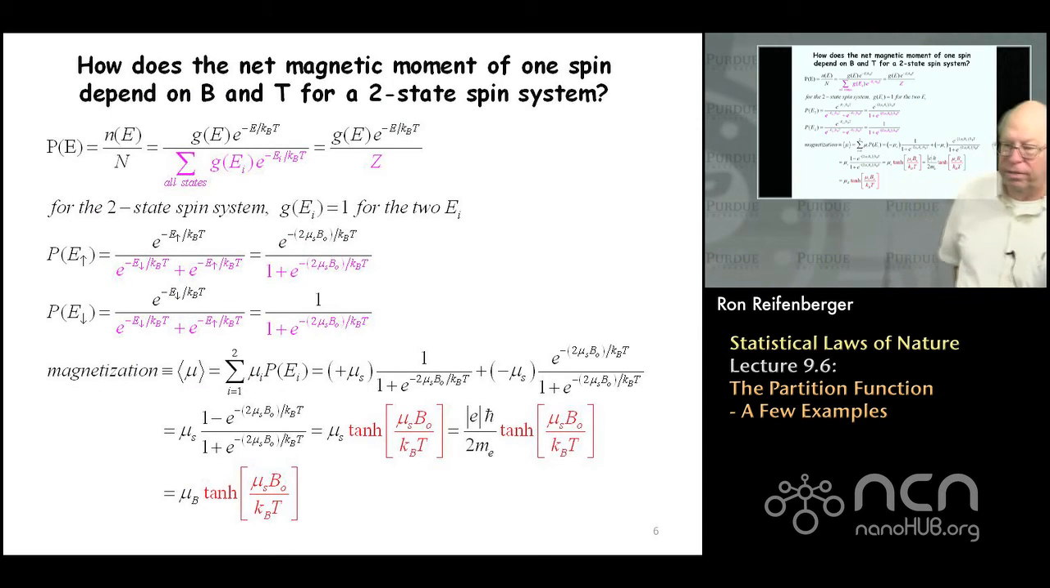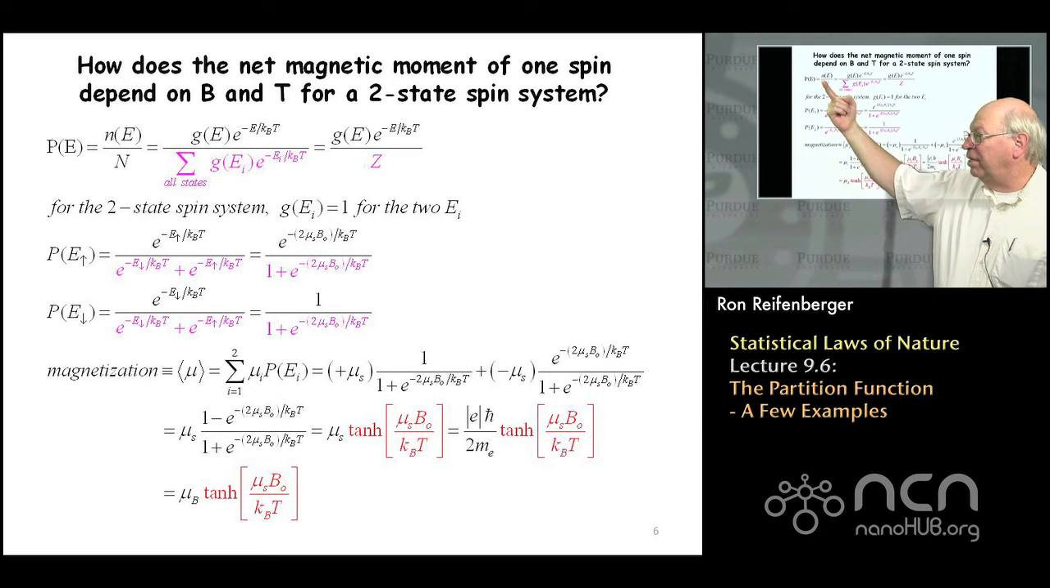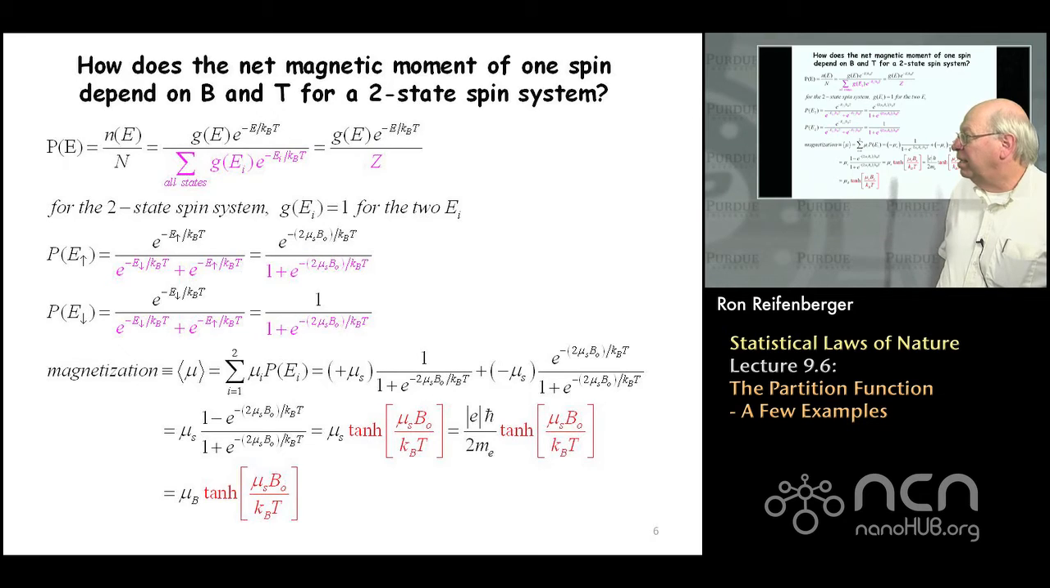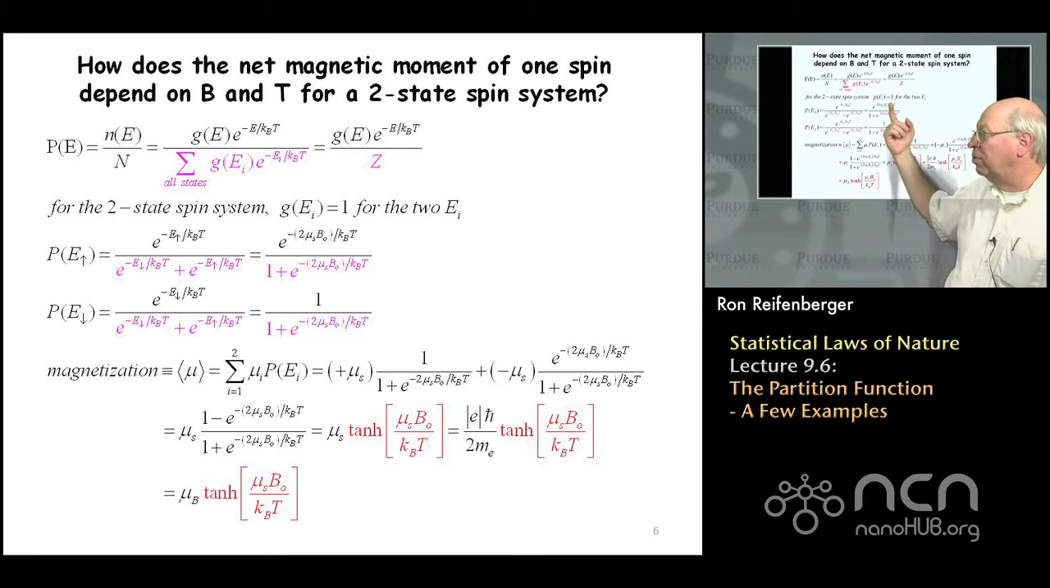The calculation that's appropriate for this system, I sketch out on this slide. And I just remind you that the probability that an electron is going to be either in the spin up or the spin down state is going to be related to the degeneracy of that state times the Boltzmann factor divided by the partition function. And in this case, we're going to assume that the degeneracy of each state is equal to unity.